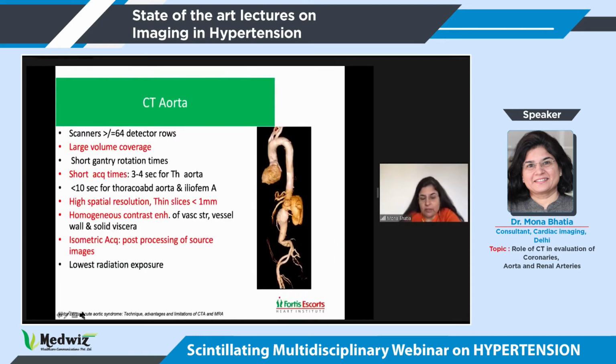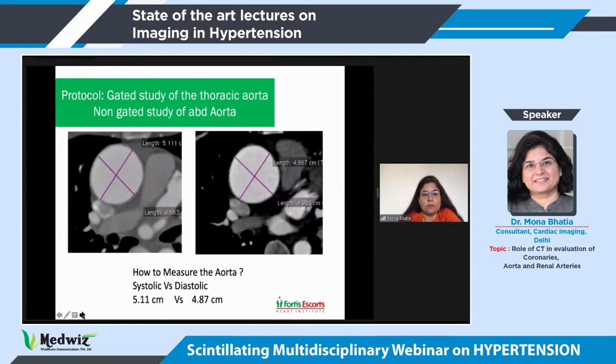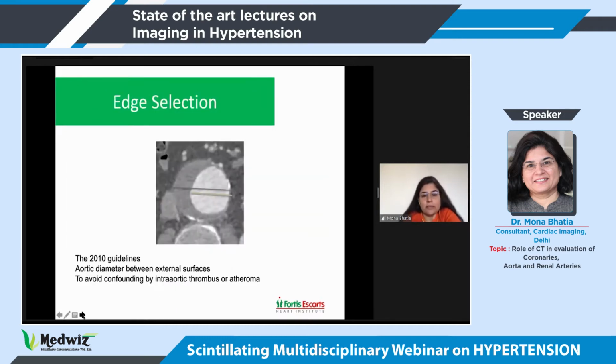The reason being it's a very large volume coverage, a short acquisition time, a high spatial resolution, thin slices with homogeneous contrast enhancement and isometric acquisition, which allows post-processing of source images. The protocol used is a gated study of the thoracic aorta and a non-gated study of the abdominal aorta. And then you want to make sure that you measure it in systole, because differences come between systole and diastole.